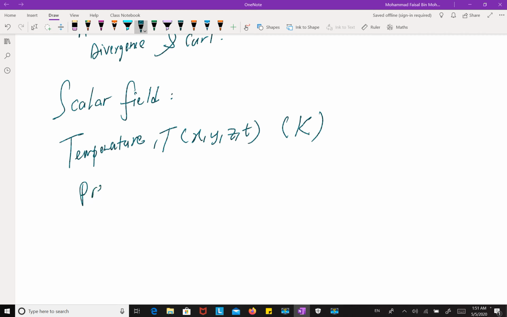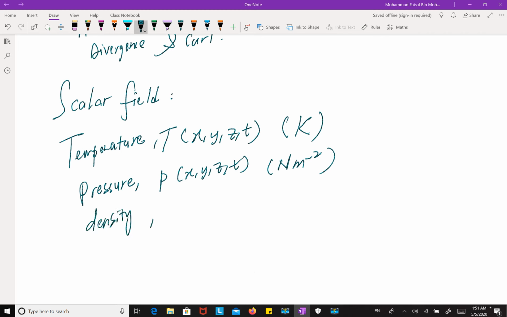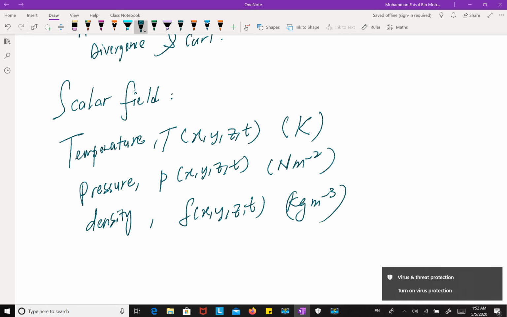Pressure, P, let's say small p, is a function of space and time. Unit is Newton per meter square, force over area. Density, say delta, is a function of space and time. The unit will be kg per meter cube.